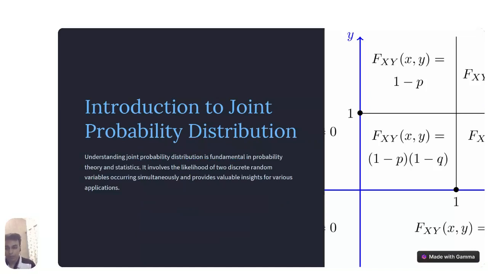Introduction of joint probability distribution. Understanding joint probability distribution is fundamental in probability theory and statistics. It involves the likelihood of two discrete random variables occurring simultaneously and provides valuable insights for various applications.